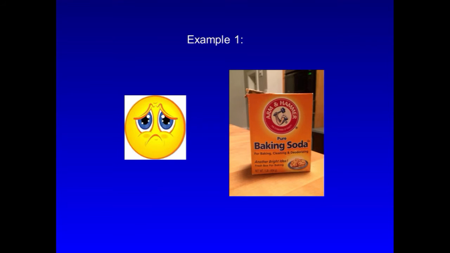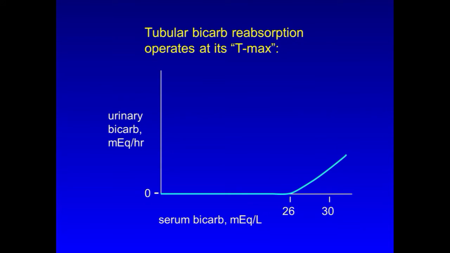In example number 1, a person takes baking soda or sodium bicarbonate as a home remedy for acid indigestion. Too much of this may result in a metabolic alkalosis as the serum bicarb level is increased by the consumption of baking soda. However, the alkalosis will not persist because the kidneys, already working at their Tmax, will reabsorb bicarb to a serum level of 26 milliequivalents per liter, and the excess will be spilled in the urine. This is an example of a generation phase of alkalosis without a maintenance phase.